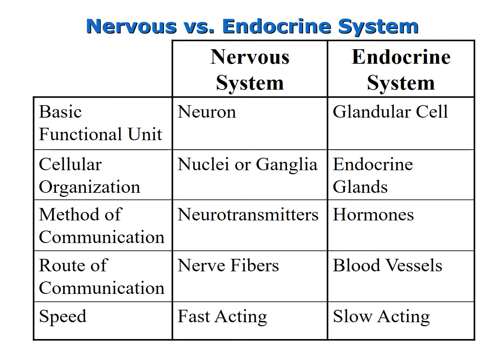So here we have it, two controlling systems, nervous system, endocrine system, different basic functional units, different cellular organization, different methods of communication, routes of communication, and different speeds.